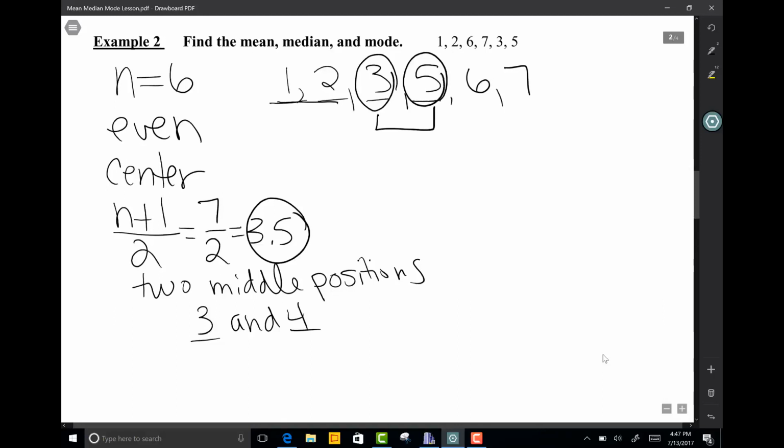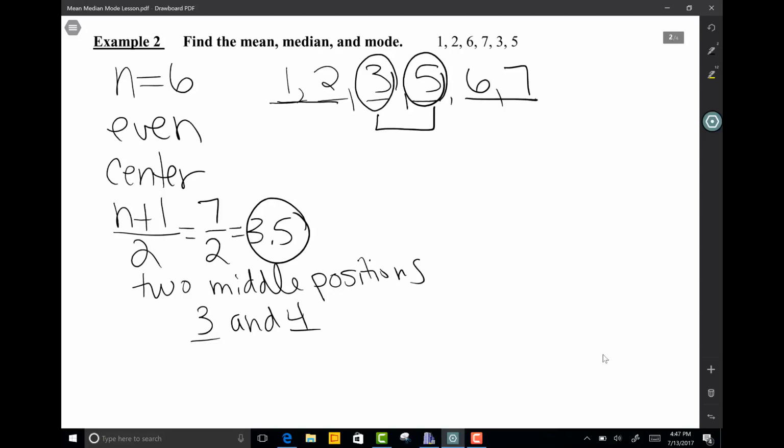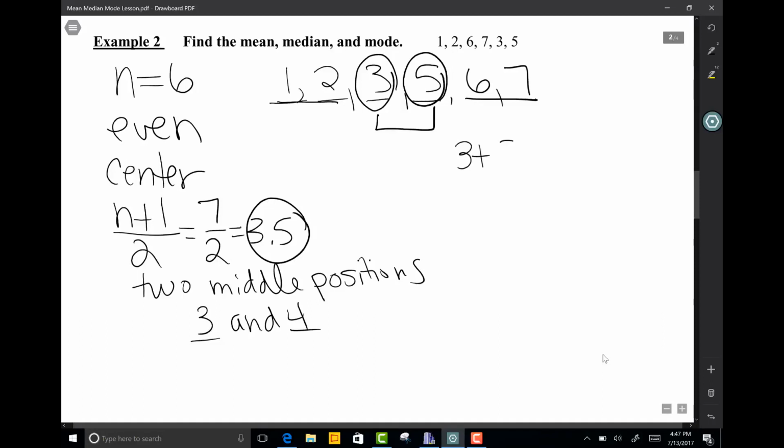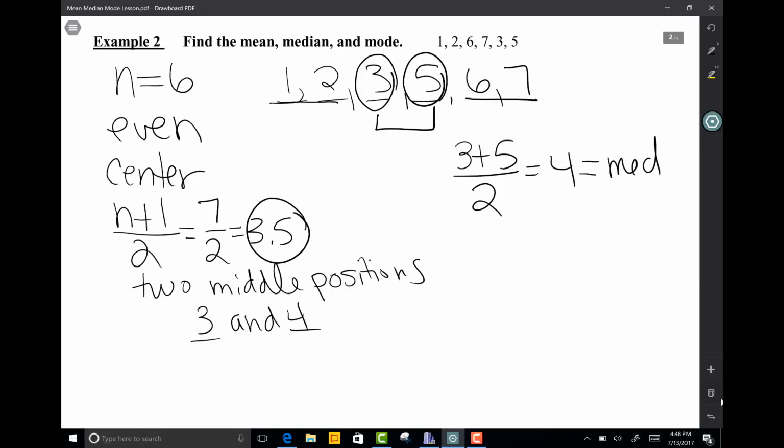So I have 2 on this side, 2 on this side. Because this is an even data set, an even number of values, I have to take the mean of the 2 center values. So that's going to be 3 plus 5 divided by 2. So this is going to be my median. It's the mean of the 2 center values if you're looking at an even set.